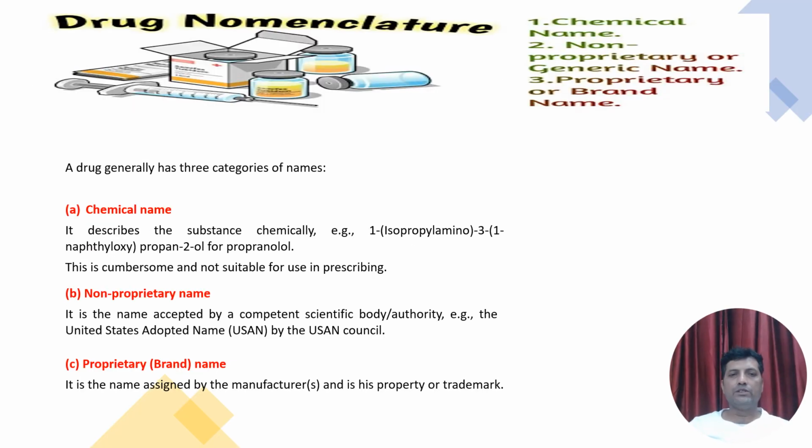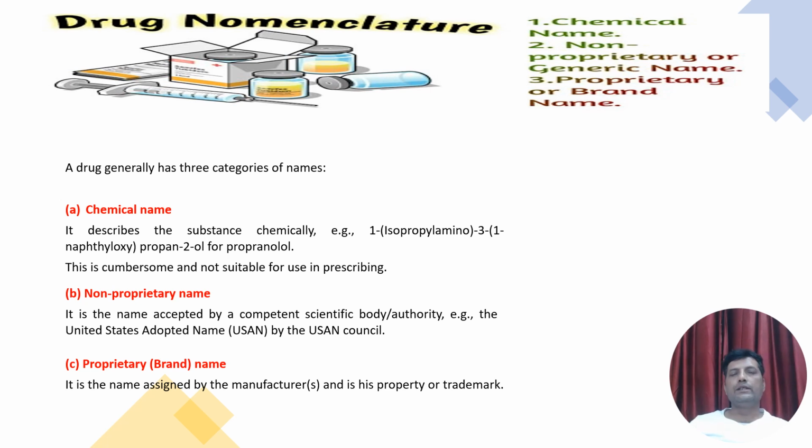In this slide, we will discuss drug nomenclature. First, we will discuss the chemical name. It describes the substance chemically, but this is cumbersome and not suitable for use in prescribing. In this naming system, the name of the drug is given on the basis of its chemical structure or chemical formula. International guidelines are followed during the chemical naming.